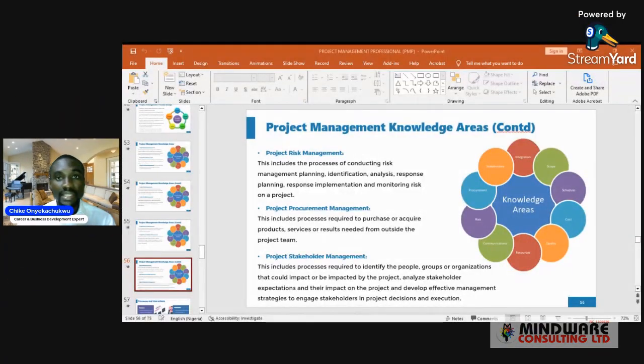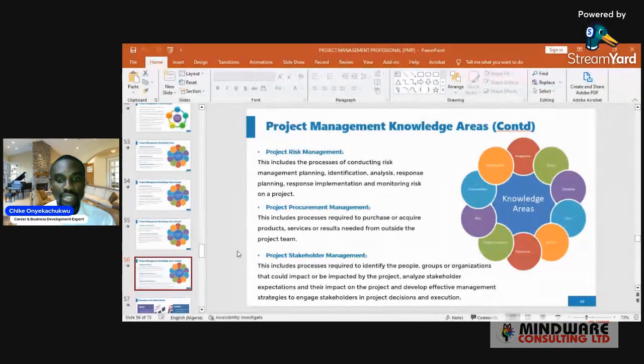Okay. And then you can now develop effective management strategies to engage them, right? All through the project. So this is very, very important. If you neglect stakeholders in your project management endeavors, it could impede the flow of your project. Okay. So stakeholder management is a very, very important aspect that you need not neglect as a project manager.